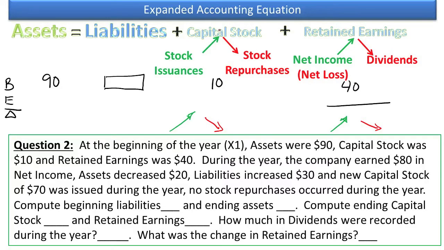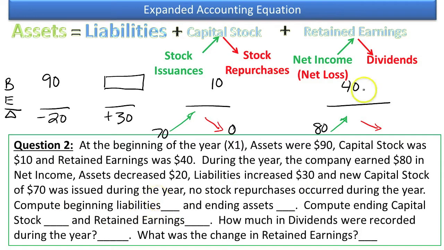Let's put in the information that's known about net income. Net income is $80. Assets decreased by $20. Liabilities increased by $30. And new capital stock of $70 was issued. That's over here, new capital stock issuances of $70, and no stock repurchases occurred. That would be 0.